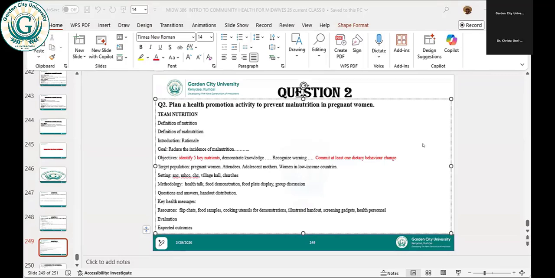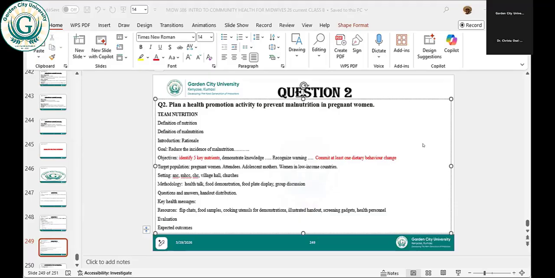Target population. You all go and dab on the internet, and as you people were dabbing on the internet, it never occurred to you that the preamble you are holding had even restricted it. It said malnutrition in pregnant women. Then you say that my target population is pregnant women.